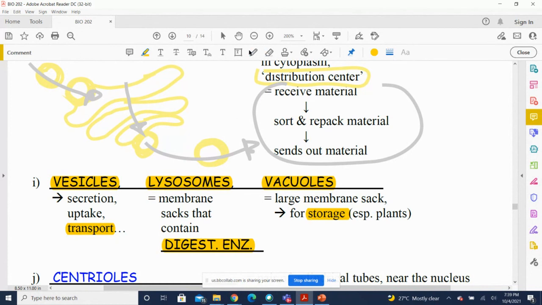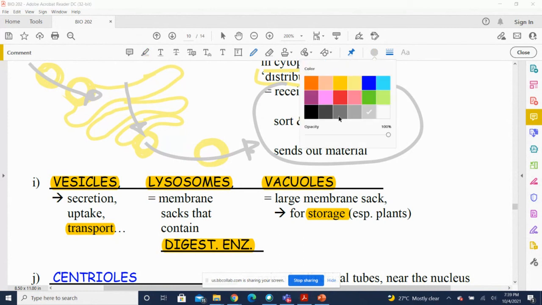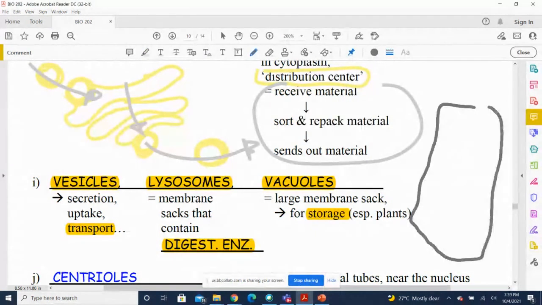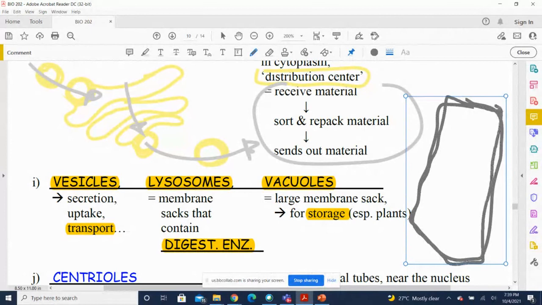So what happens sometimes when you have a cell, and I'm going to sketch real quickly a plant cell. Let's imagine that this is a plant cell here. So it's a little bit more structured in its shape. It has a little more firmer walls. We do find our nucleus.